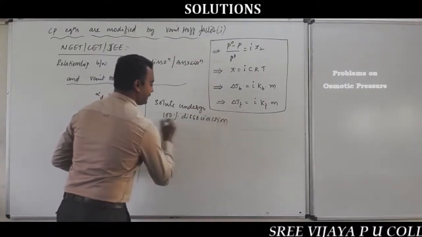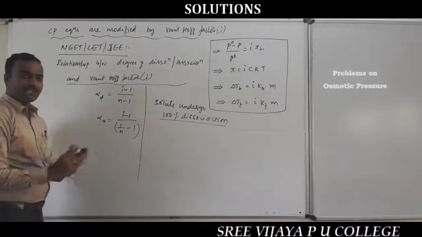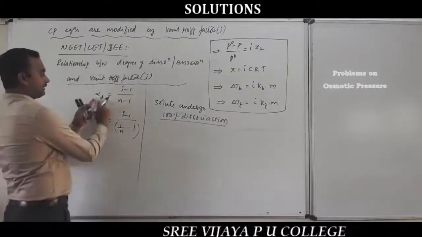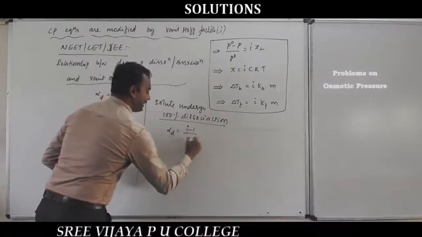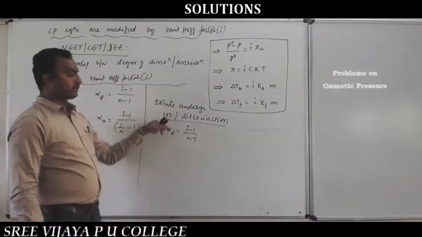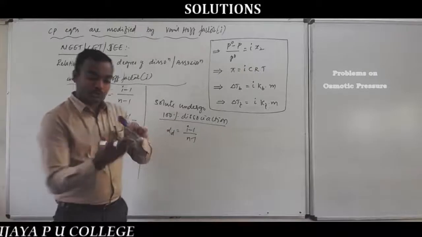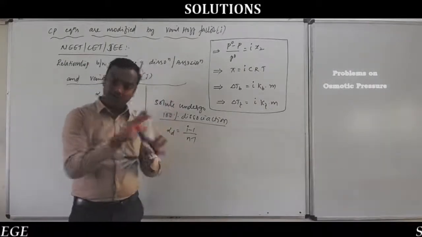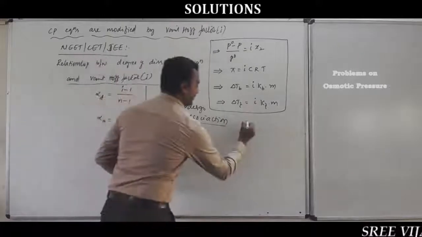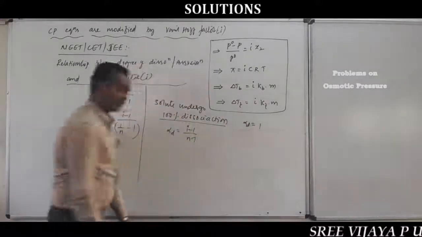If the solute undergoes 100% dissociation, what happens to the i value? Now alpha d is equal to (i minus 1) divided by (n minus 1). What is the degree of dissociation? That is 100%. The total number of particles is 100, and all 100 are dissociated. Therefore, for 100%, the degree of dissociation is equal to 1.